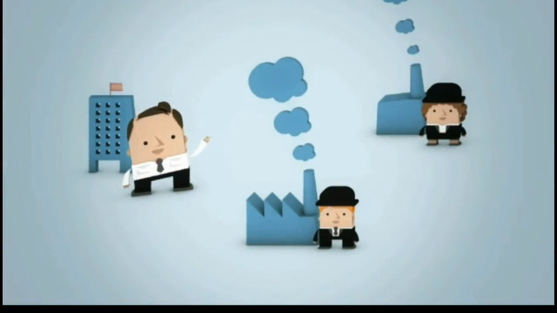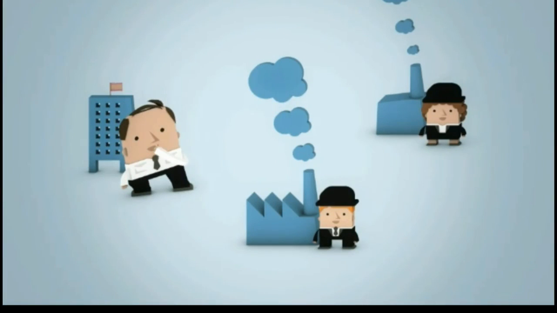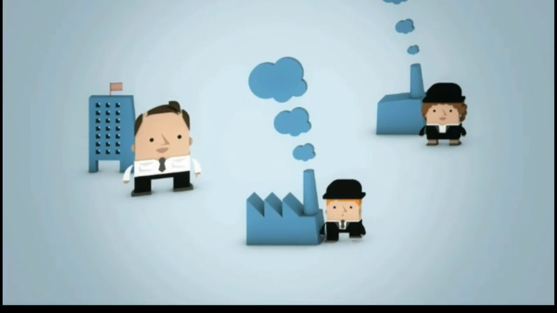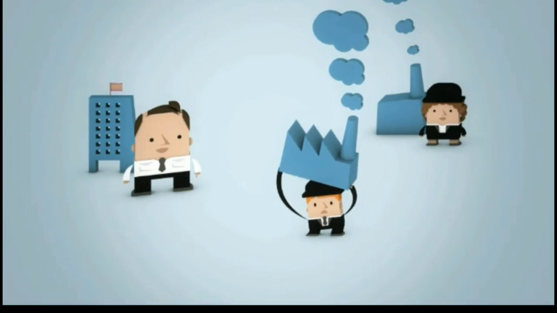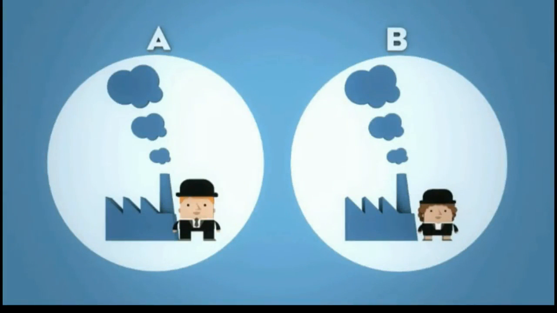Each country is individually responsible for deciding how to cut its emissions. Heavy industry is often responsible for a large share of a country's CO2 emissions. Many countries have therefore decided that these industries must make the largest contribution towards emission reductions. Let's look at an example.